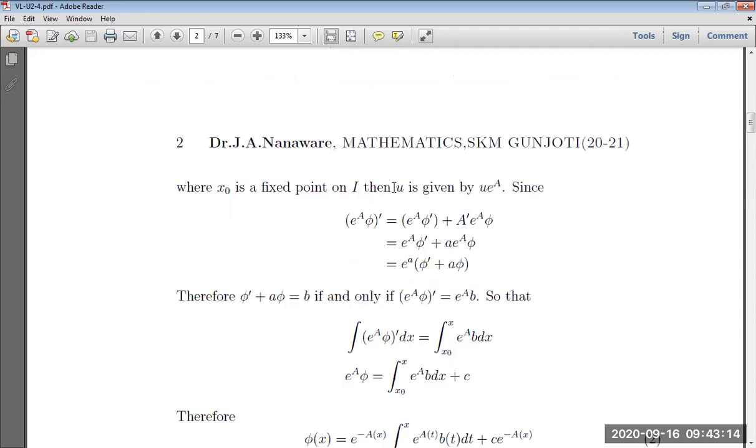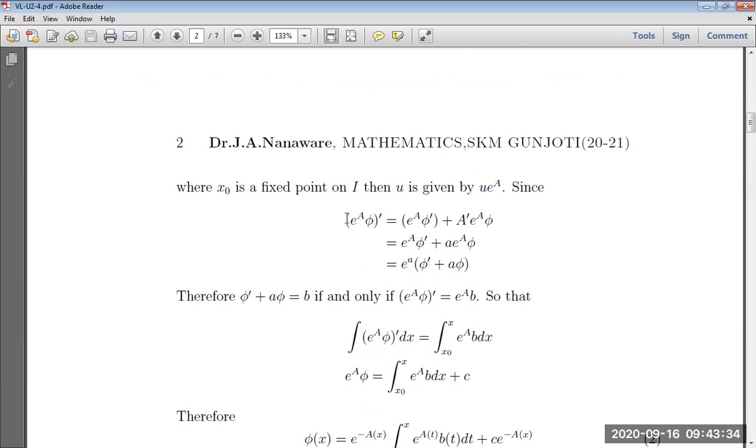Then how is this function u given? u is given by u is nothing but phi into the exponential function e to the power A of x. Now let us take its derivative. So the derivative of u means the derivative of the exponential function into phi.